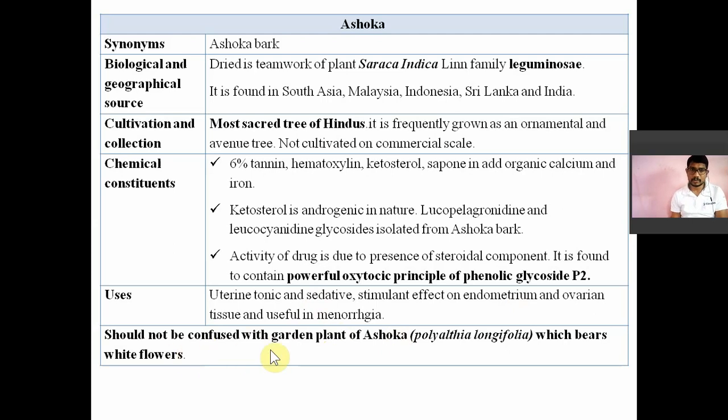It should not be confused with the garden tree. The Ashoka plant that is in the garden is different; that is Polyalthia longifolia, which bears a white flower. The next drug is black catechu.